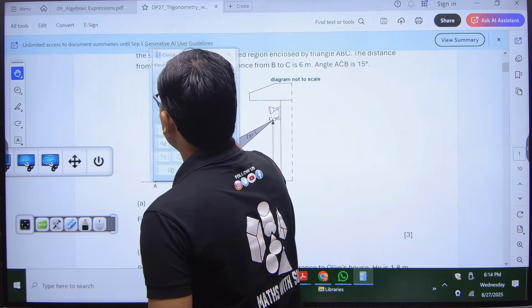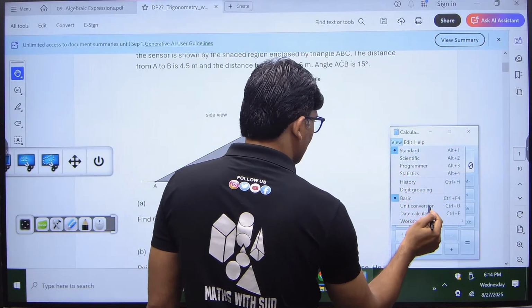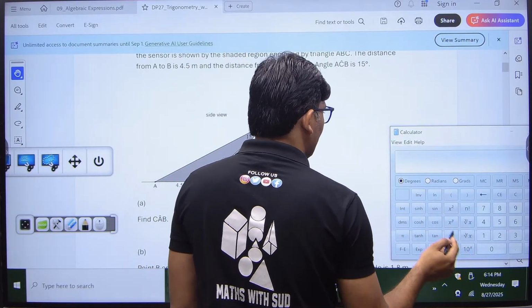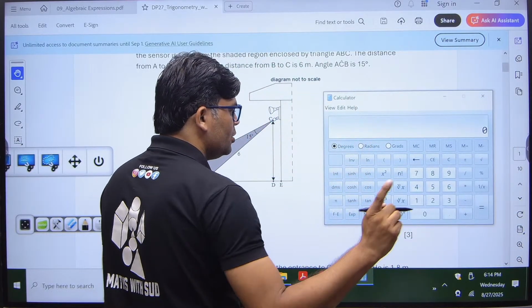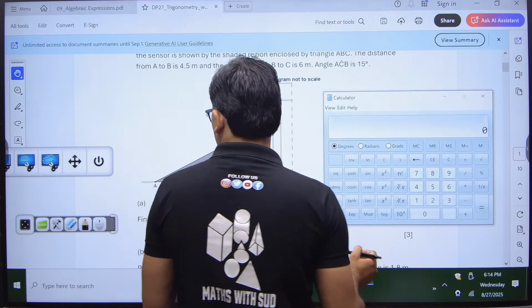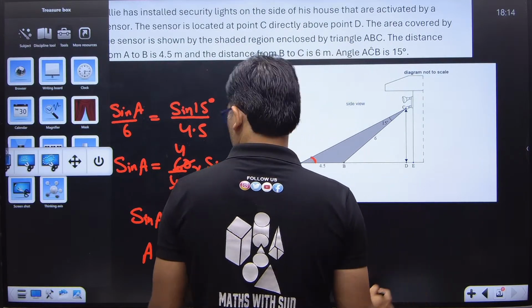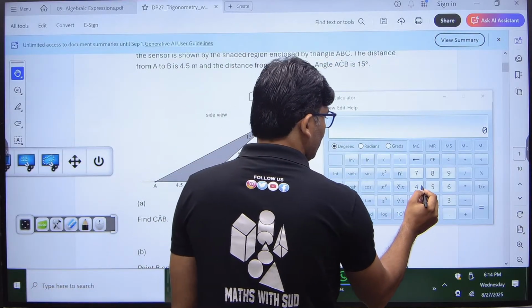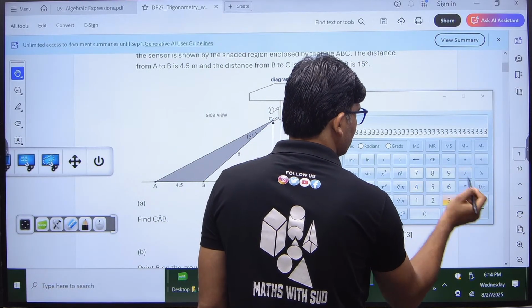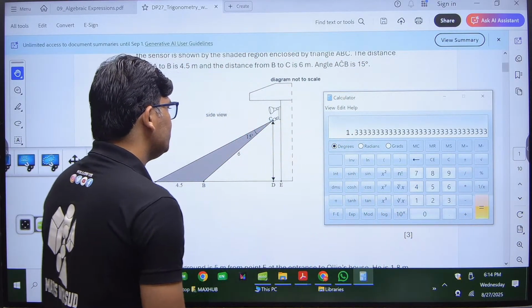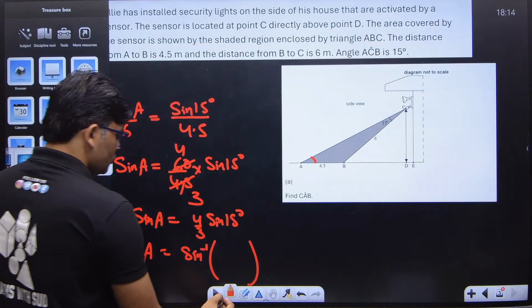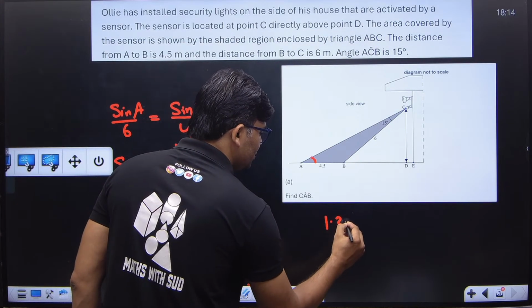I don't know whether I will be able to show those things here or not. So I am keeping the scientific calculator. The first value that I will take out is 4 by 3. What is 4 by 3? 4 by 3 is how much? 1.33. So I am going to write 1.33 separately.